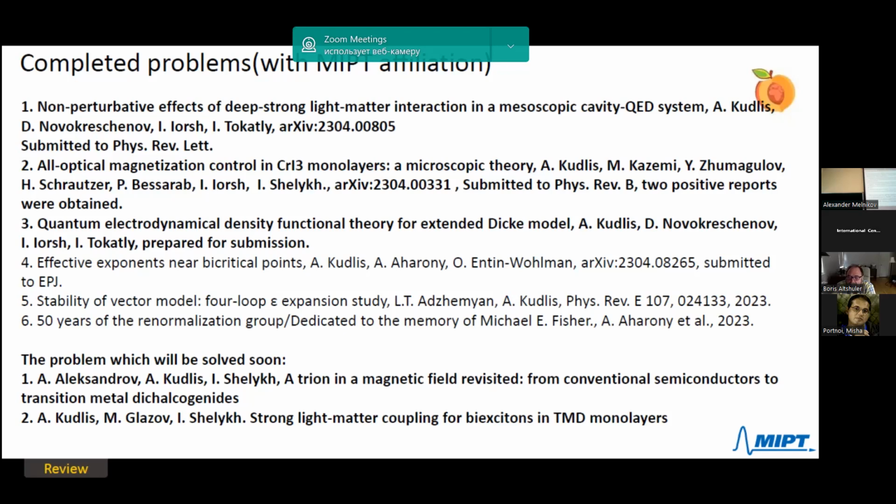Okay, about grants, I've applied for one new grant. About my short-period plans: one of them is connected with the analysis of some revision of trionic behavior in a magnetic field for some non-conventional potentials, and another one is connected with the role of the big excitons in the TMD monolayer. Thank you very much for your attention.